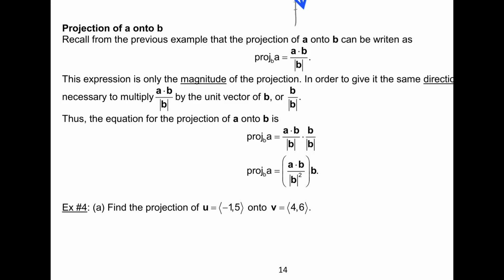Projection of A on B. Recall from the previous example that the projection of A on B is the dot product of A and B over the magnitude of B. So the expression only gives the magnitude of the projection. It's only the length that is parallel. It's not giving you the direction.